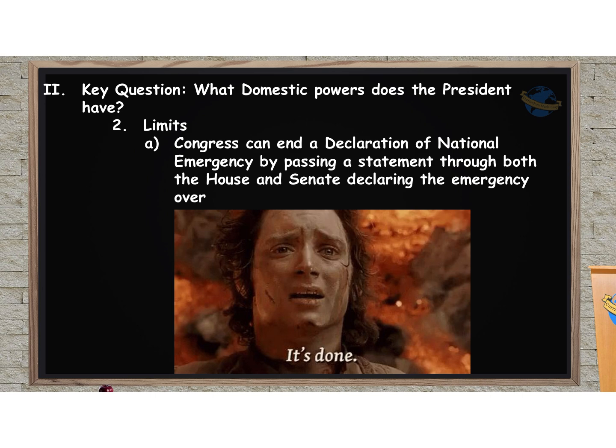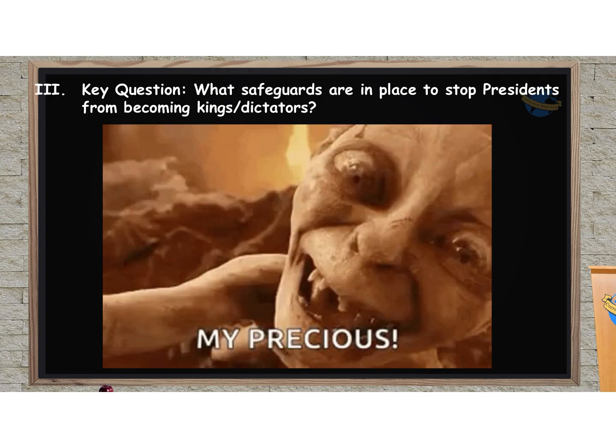So, for instance, Congress can end a declaration of national emergency by passing a statement through both the House and the Senate that says the emergency is over. So while the president can declare an emergency, the House and the Senate can literally get together 10 minutes later and vote and say, nope, there's no longer an emergency, and those emergency powers go away. By now, you're probably realizing that presidents have an immense amount of power. Maybe not the same power you thought they had, but they still have quite a bit of power.